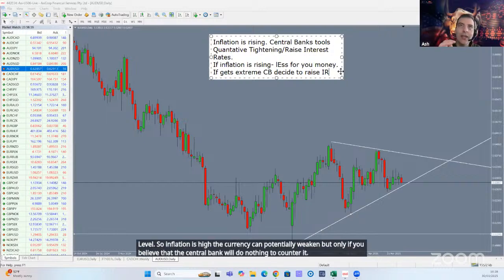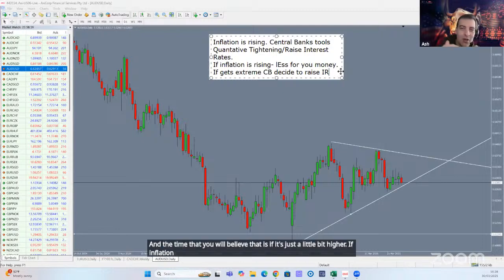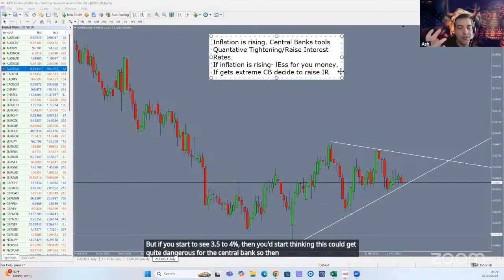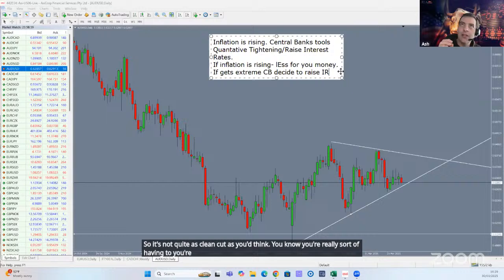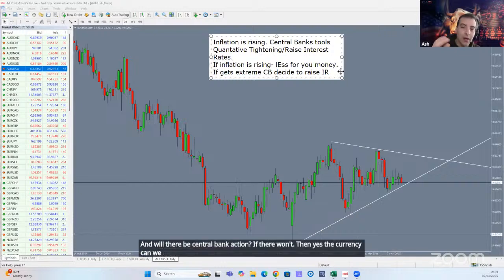So inflation is high. The currency can potentially weaken, but only if you believe that the central bank will do nothing to counter it. And the time that you will believe that is if it's just a little bit higher. If inflation is moving a little bit above, between 2 and 3%, then yes, the currency can weaken. But if you start to see 3.5 to 4%, then you'd start thinking this could get quite dangerous for the central bank. So then you have the opposite view. So it's not quite as clean cut as you'd think. You're having to make an assumption on how bad is that inflation, how dangerous is it, and will there be central bank action? If there won't, then yes, the currency can weaken. If there will, then the currency is likely to strengthen.